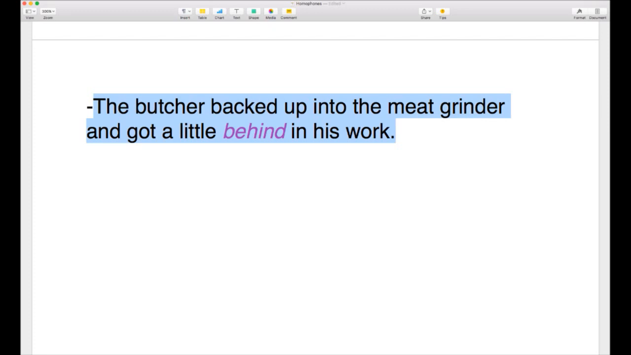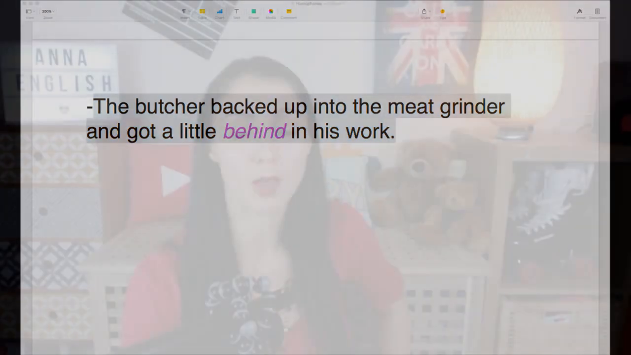The butcher backed up into the meat grinder and got a little behind in his work. So, the butcher... A butcher is a person, a worker who works with meat. So they work with meat. They usually sell it and cut it up for you and sell it to you. So a butcher sells meat, deals with and sells meat.